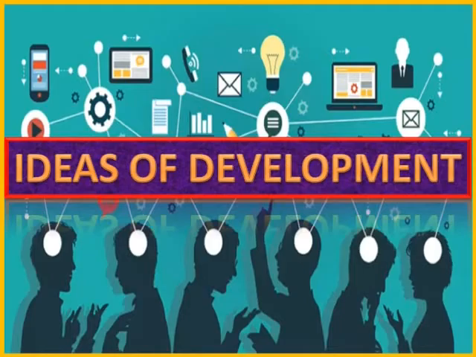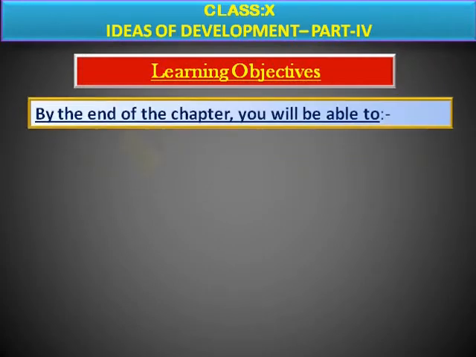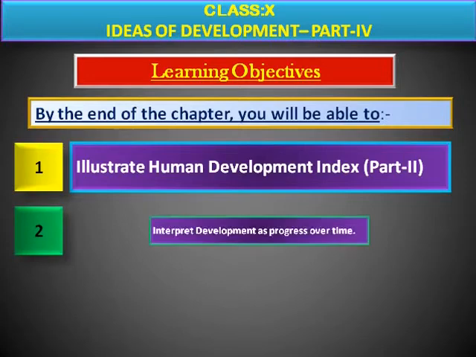Welcome to the chapter Ideas of Development. In the earlier classes, we learned to define development, explain different development goals of individuals, describe income and other goals, compare different countries or states, explain income and other criteria, illustrate public facilities, and interpret Human Development Index Part 1. Learning objectives of this lesson: by the end of the chapter, you will be able to illustrate Human Development Index Part 2, and interpret development as progress over time.